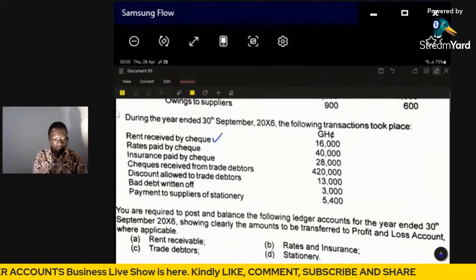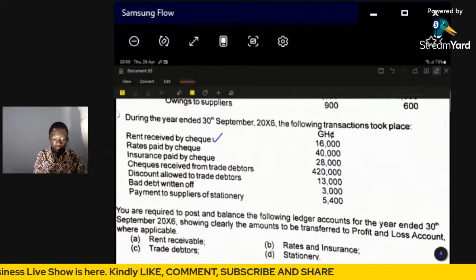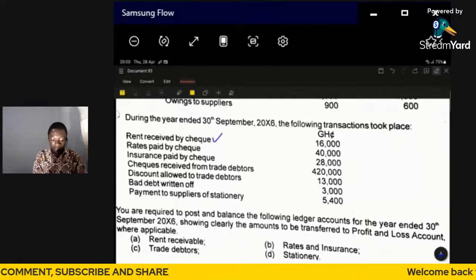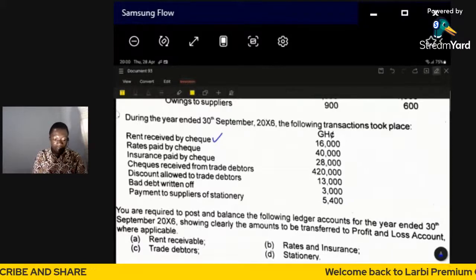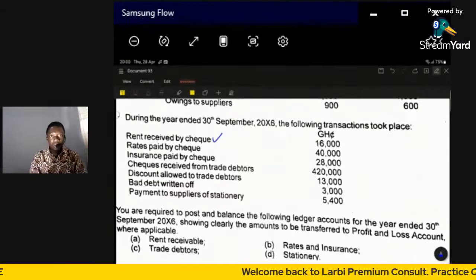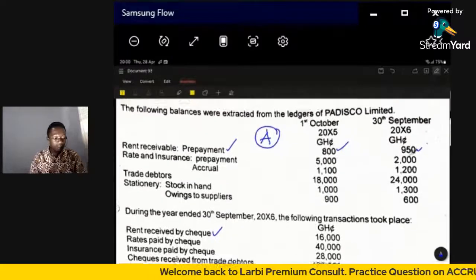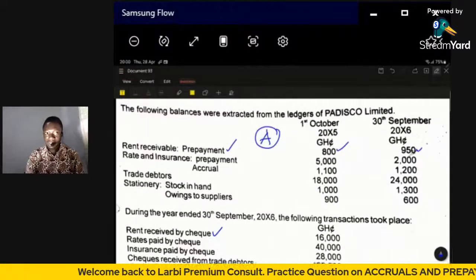Let's see. The rate is not part of rent receivables. Insurance. We have a cheque received from what? Debtors. Okay, that we are going to cater for in the debtors account, bad debt and others. So no other information. Once we are done with that, then we come back to 30th September.